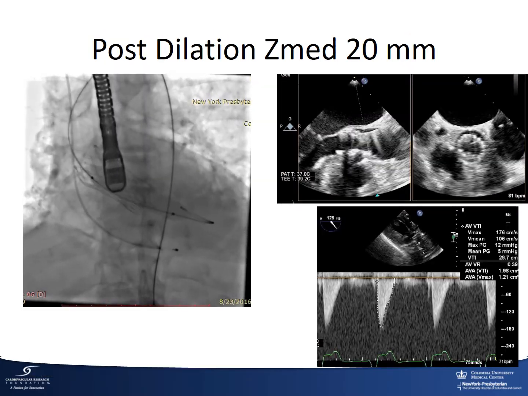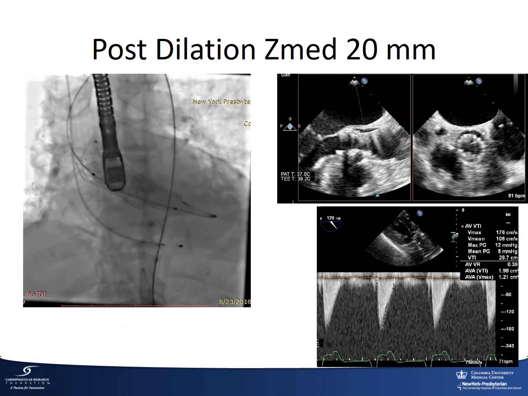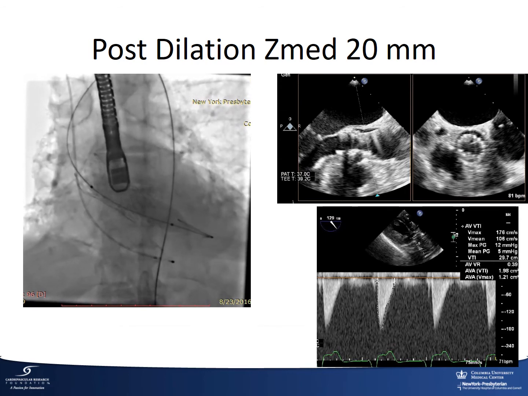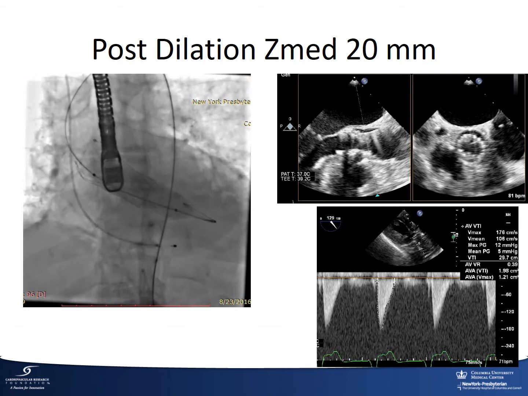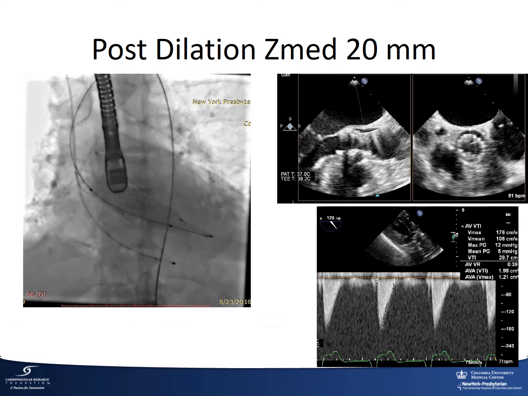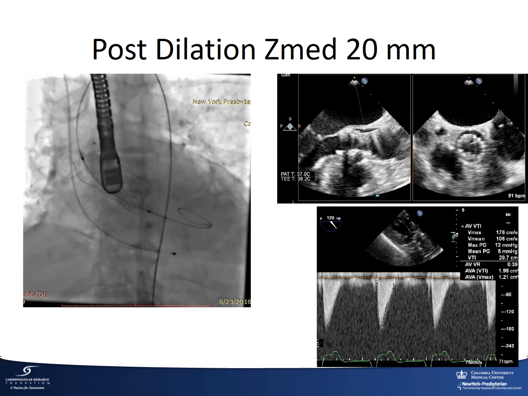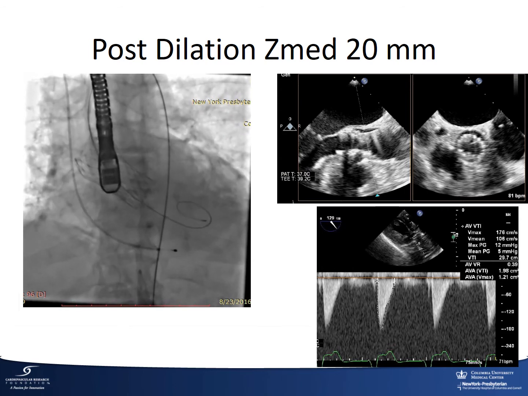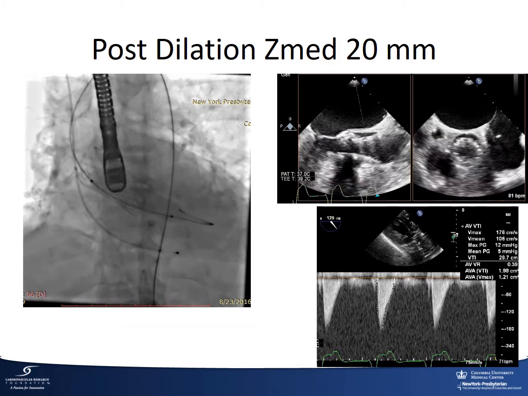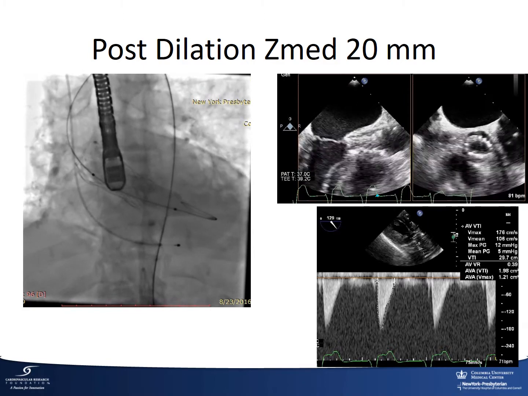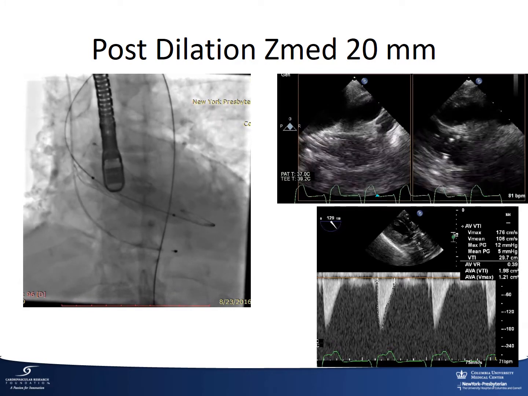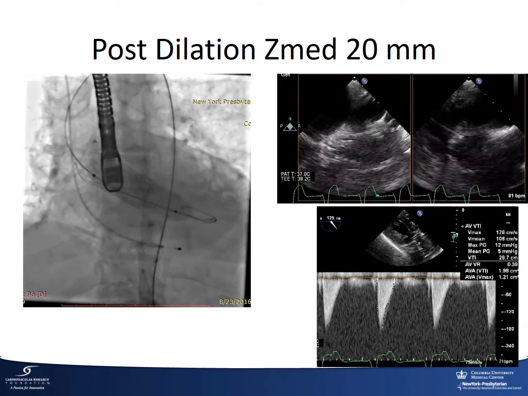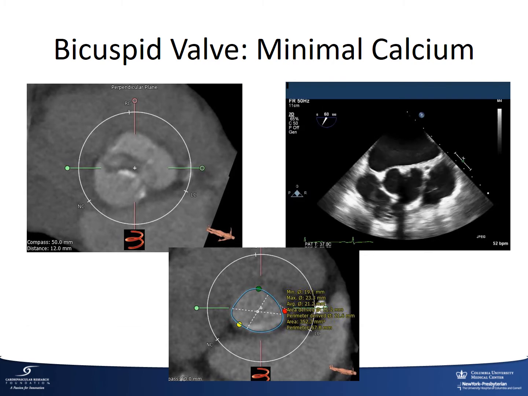So we post-dilated with a 20 millimeter balloon, and what you'll see is the leaflet is more circular, and the mean gradient came down to 5. So in this case, post-dilatation was done not for AR, but for that asymmetry.